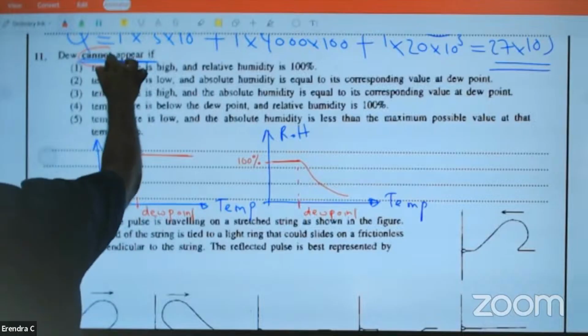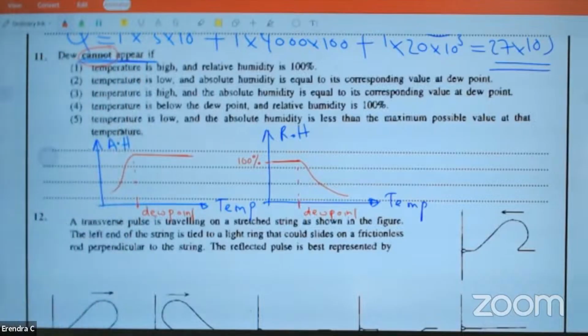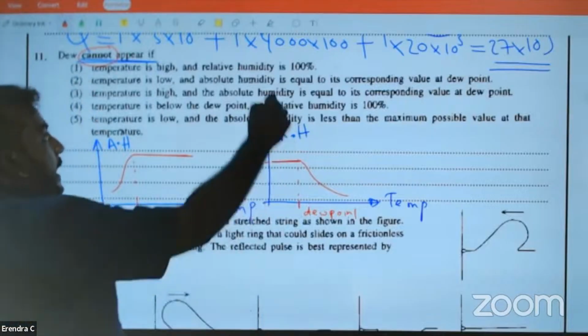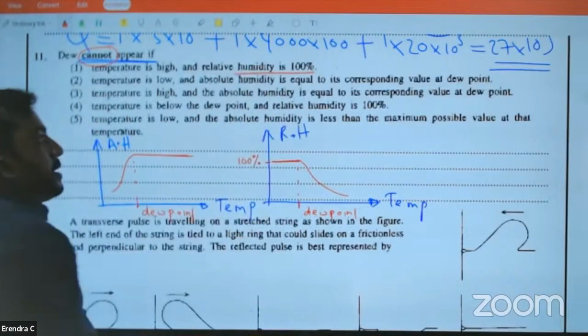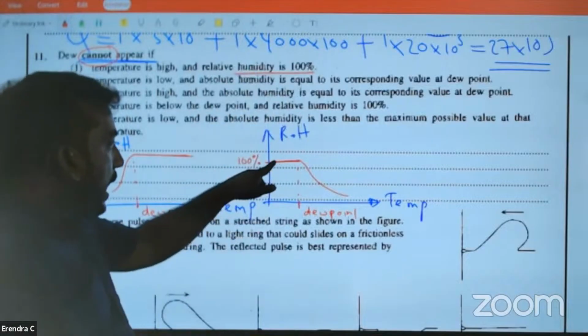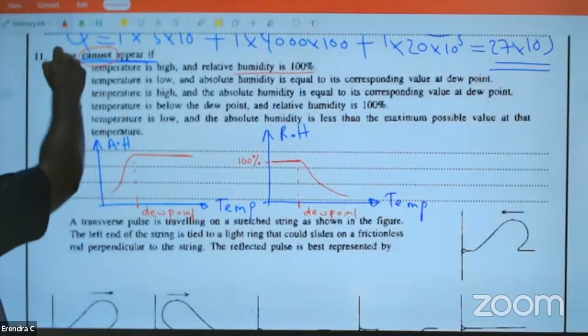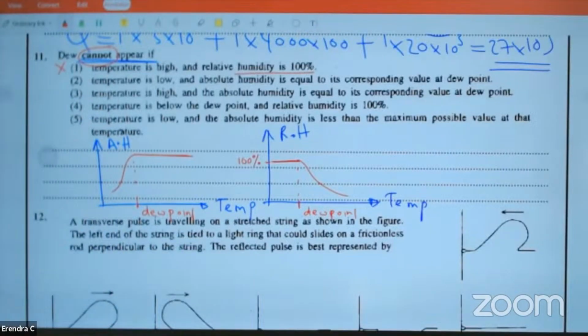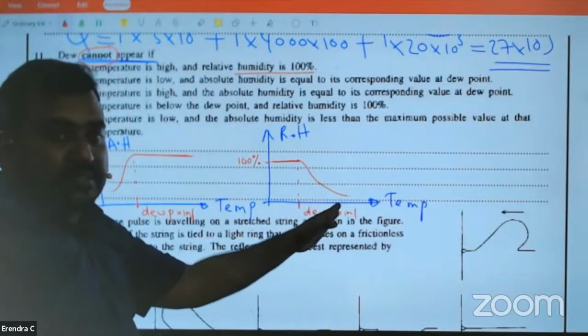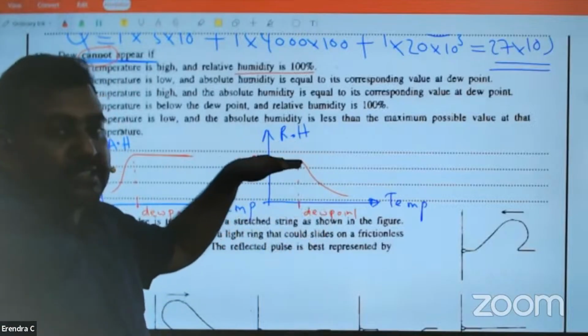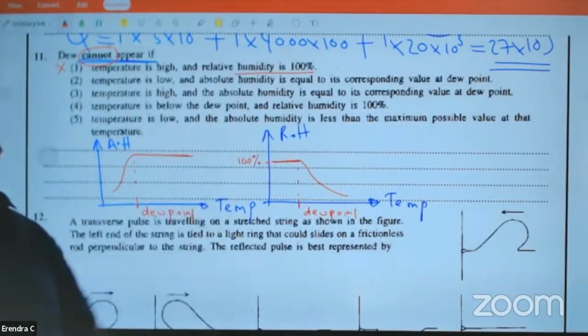Read now: dew cannot appear if temperature is high, relative humidity is 100%. Wrong. RH is 100% means the dew point has been reached. Whether it's high or low, we don't know how much the dew point is. But if RH is 100%, it is guaranteed the dew point has been reached.